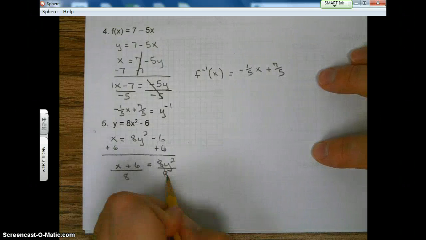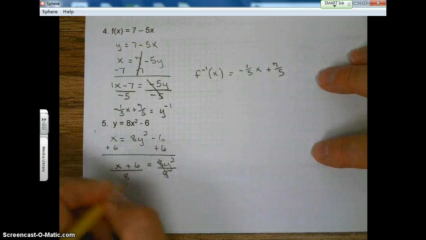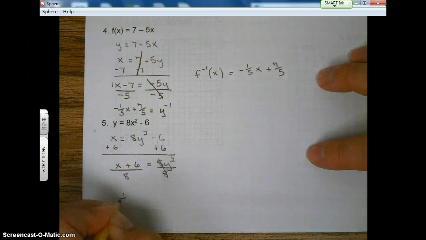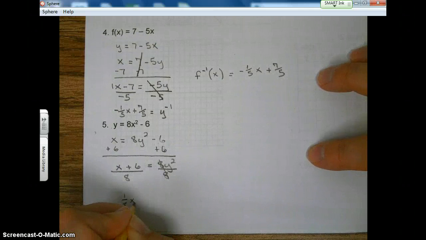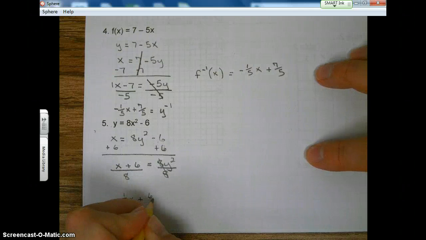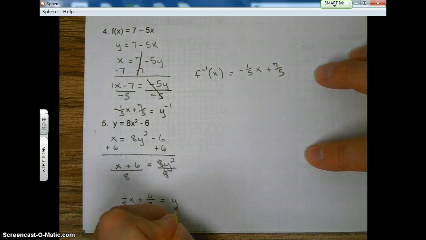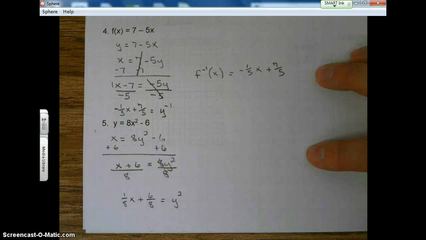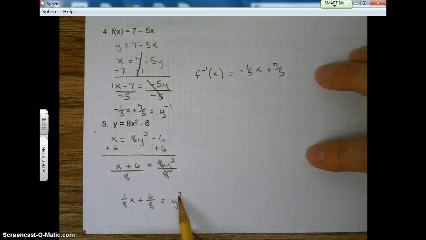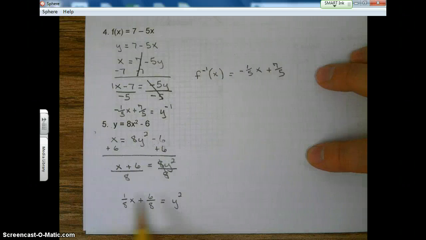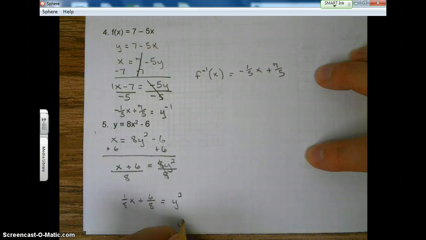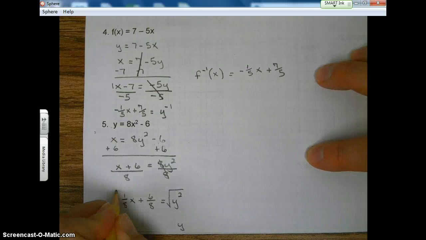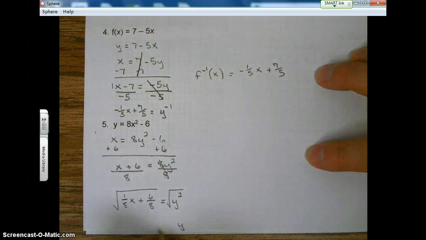And then we have to undo the squaring. So let's take a look what we have here. We have 1 over 8 x plus 6 over 8 equals y squared. Now this looks like it's going to get a little bit messy, because to undo a square, we have to square root, which means we're going to have to square root both of these. So we're going to square root both sides. And that's going to look a little bit messy here.